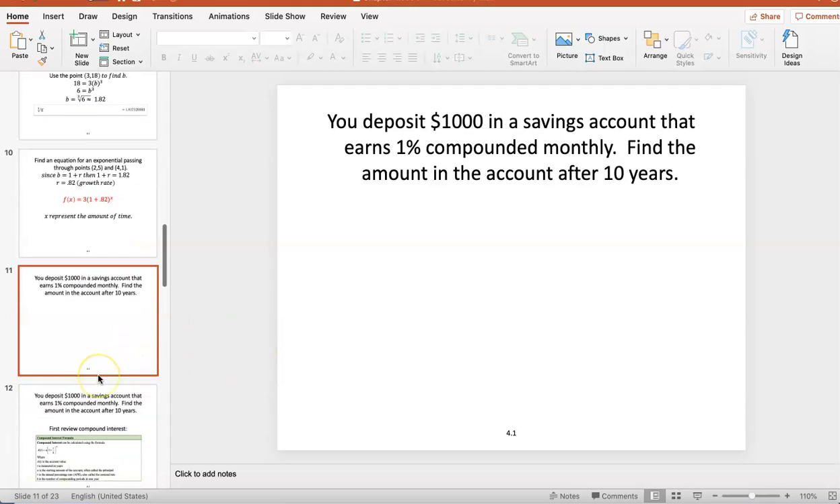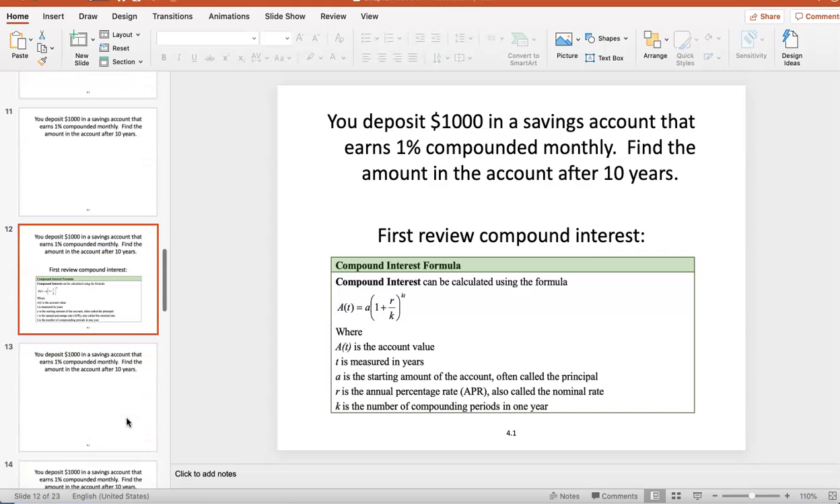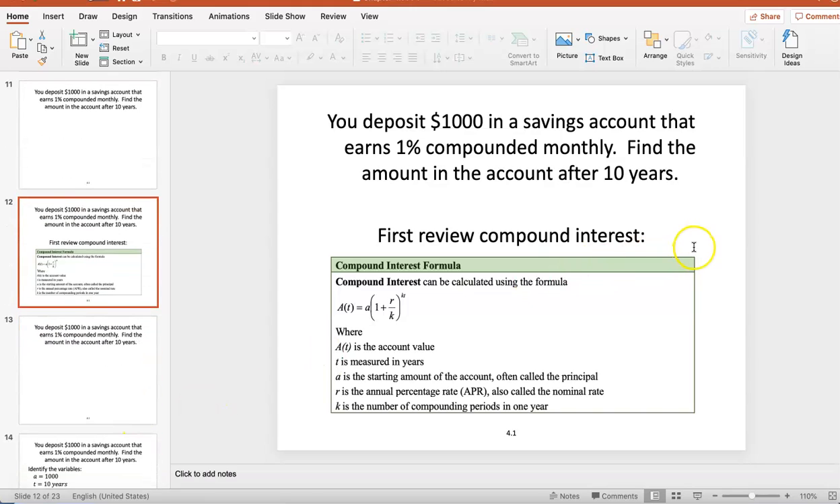Okay, there's another problem. You deposit $1,000 in a savings account that earns 1% monthly. Find the amount in the account after 10 years. So this is a way that you do use the exponentials. This is your compound interest formula here.